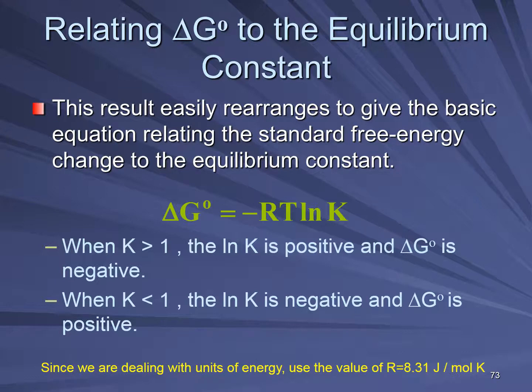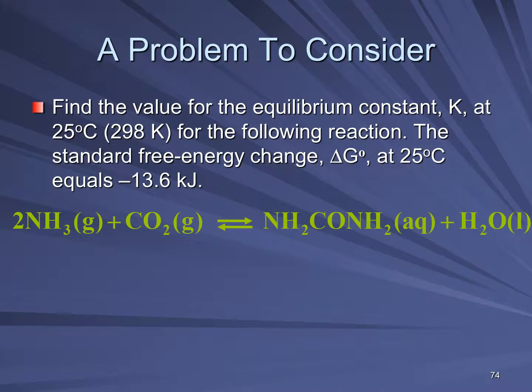So a negative times a negative gives us a positive. So delta G will be positive. All right, so if you know the delta G for a reaction, you can plug it in and find the equilibrium constant for any reaction.